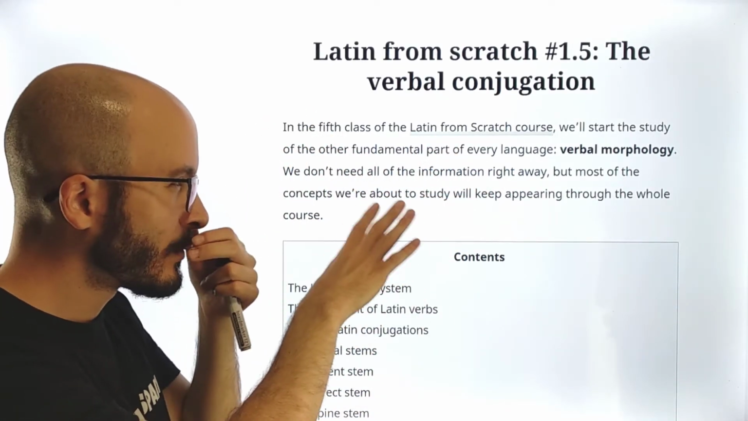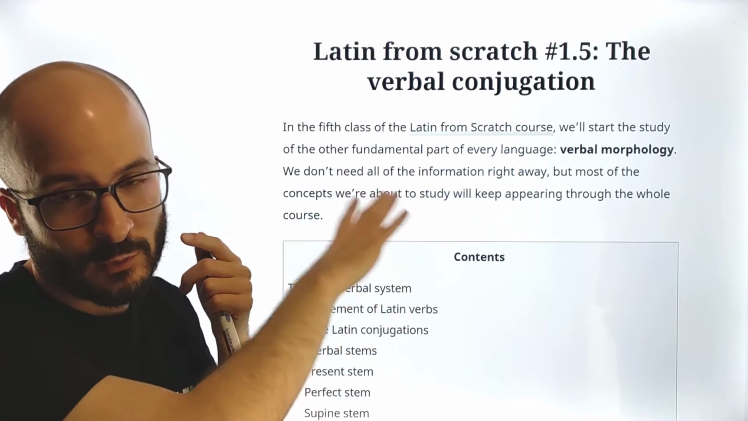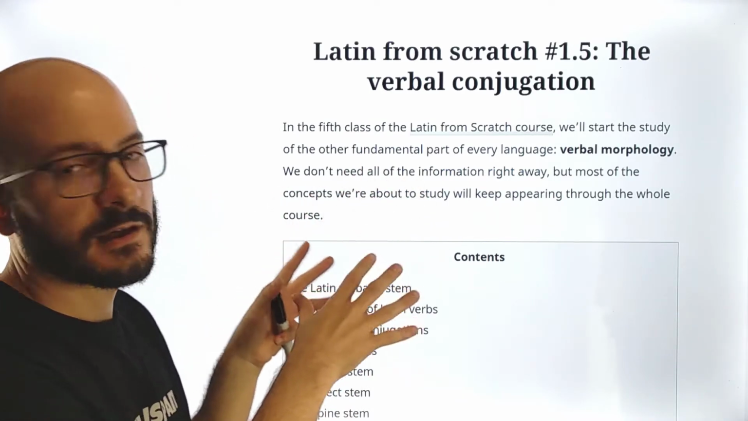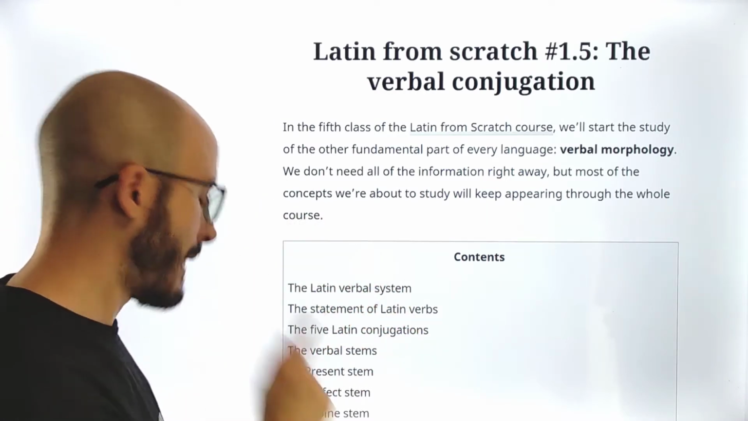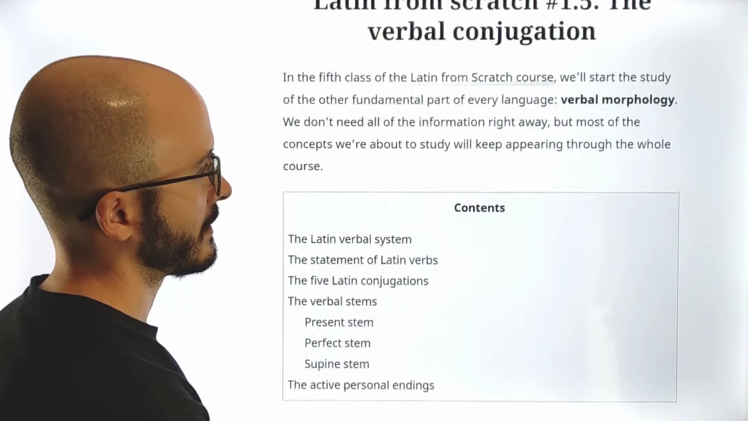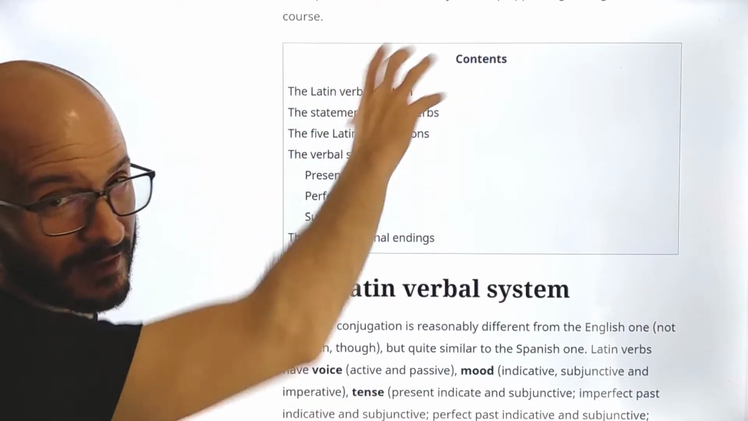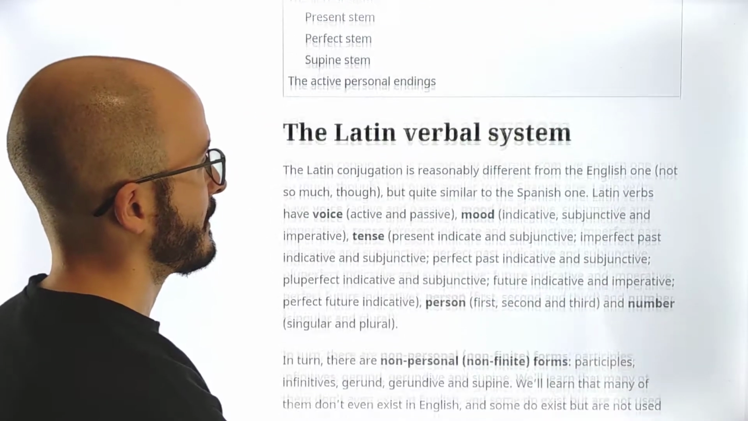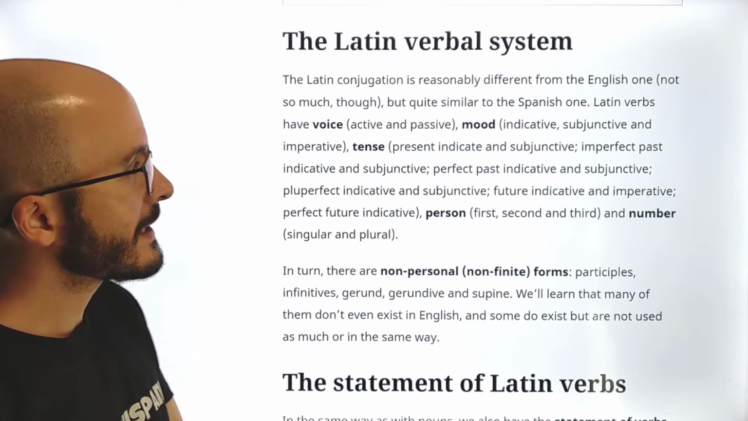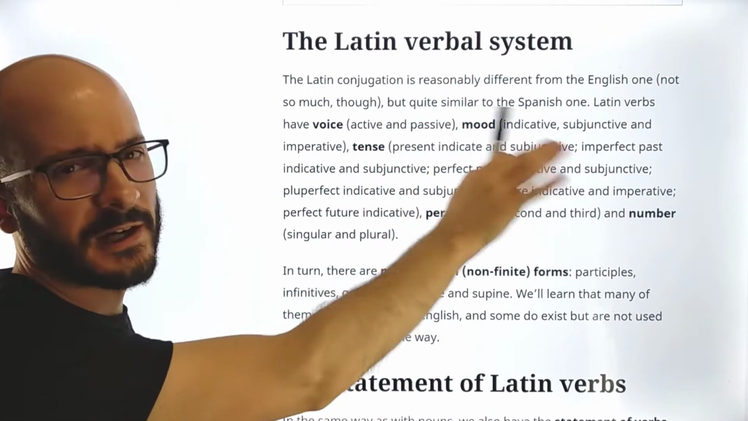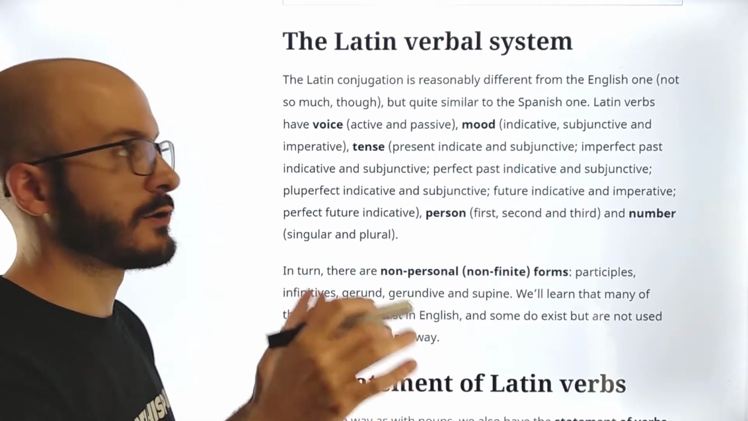We didn't really see all of these things that we are going to study in this lesson. So most of the things here are new, so please pay attention because this is quite important. Here we see a lot of things actually. Then the Latin verbal system, as you can see, you don't have to really learn this. This is just to shock you.